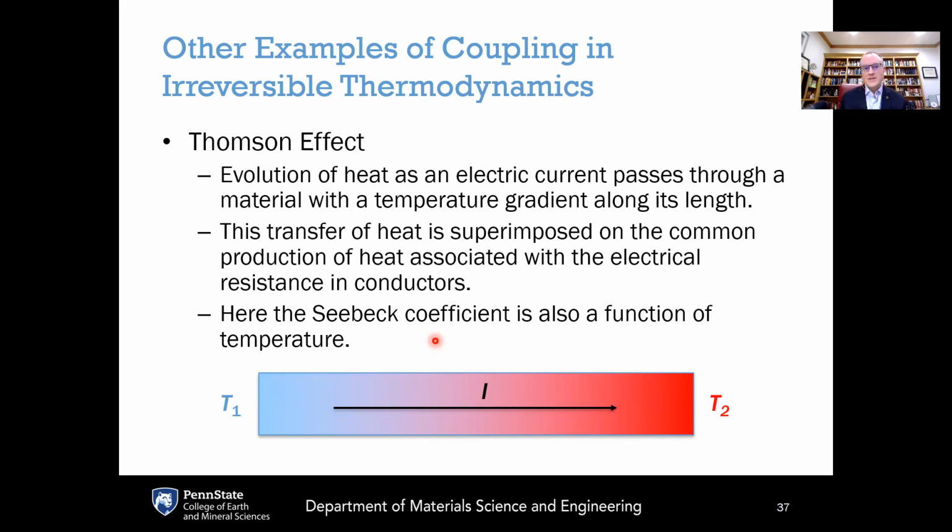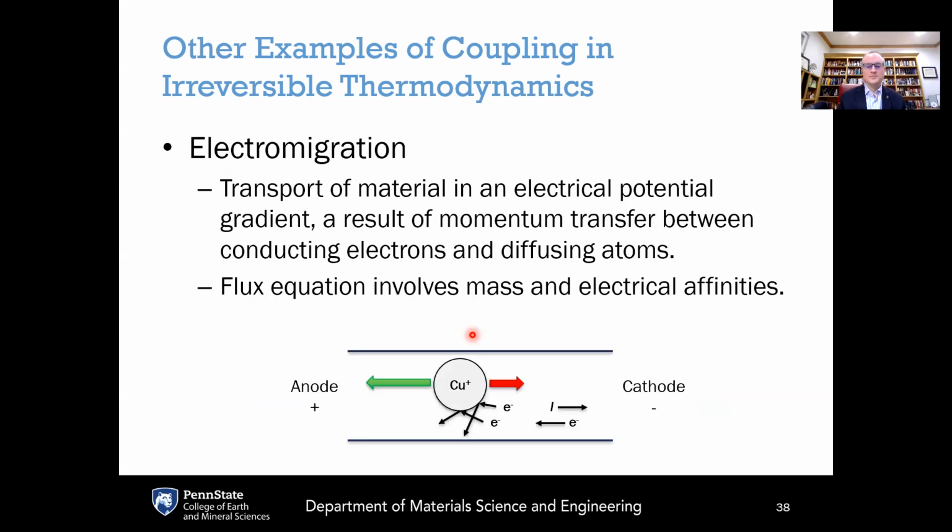Another variation on this theme is the Thomson effect. With the Thomson effect, there's evolution of heat as an electric current passes through a material with a temperature gradient along its length. And this would be a thermoelectric material with a superimposed temperature gradient. So this transfer of heat is superimposed on the common production of heat associated with electrical resistance. And the key thing is that with the Thomson effect, the Seebeck coefficient is also a function of temperature.